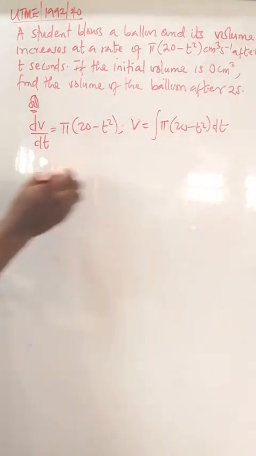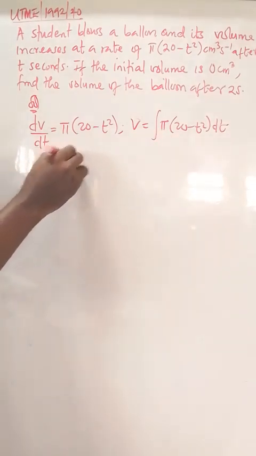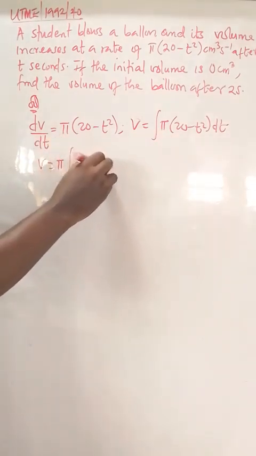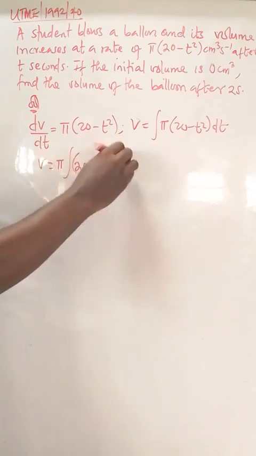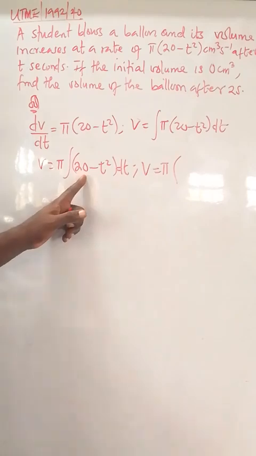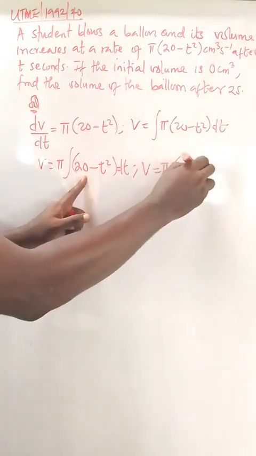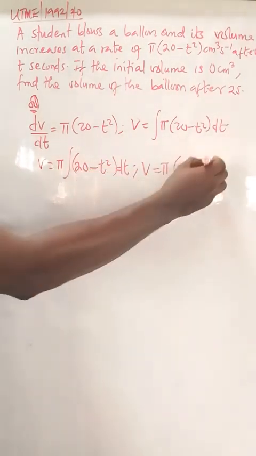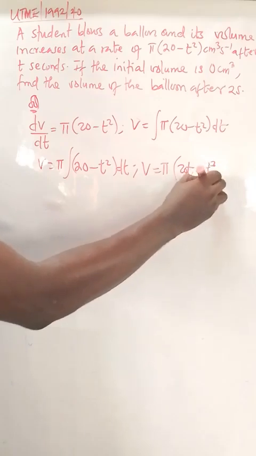No, this pi is a constant, so we can bring it out. Volume becomes pi into the integral of 20 minus t squared dt. So what will be the volume here? Pi remains outside. When you integrate the constant, it becomes what? 20t minus t cube over 3.